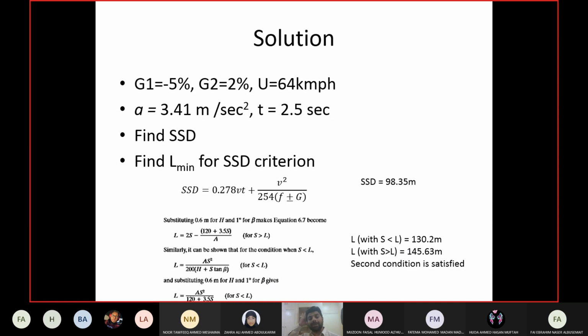So whenever the scenario is not given, you will try both scenarios and check which length is satisfying its scenario. In this case, S is less than L. Now in 99% cases, S will be less than L. I can tell you that.